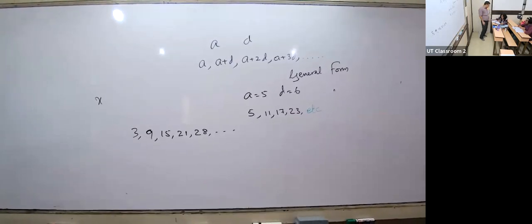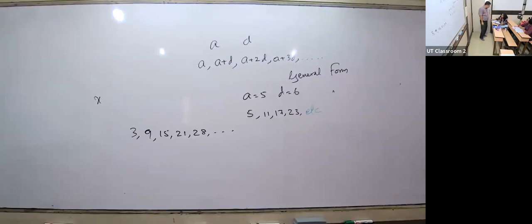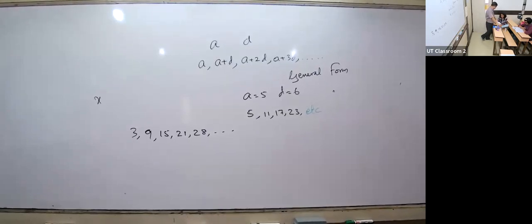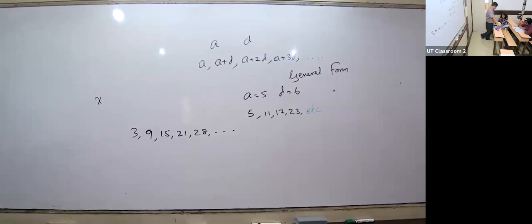Mr. Anuj, continue reading. In general, A, A plus D, A plus 2D, A plus 3D, and so on represents an arithmetic progression where A is the first term and D is the common difference. This is called the general form of an AP. In an AP, if there are only a finite number of terms, such an AP is called a finite AP. Otherwise, it is called an infinite AP.